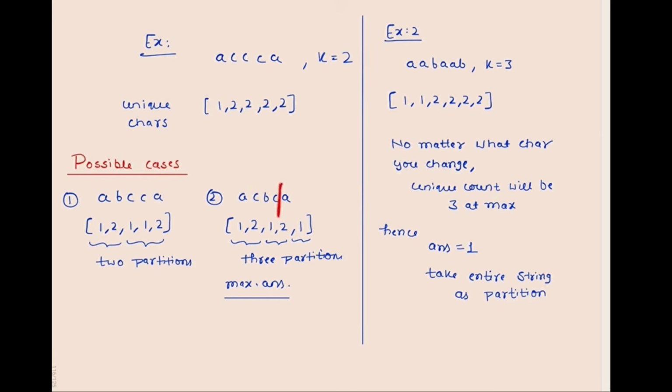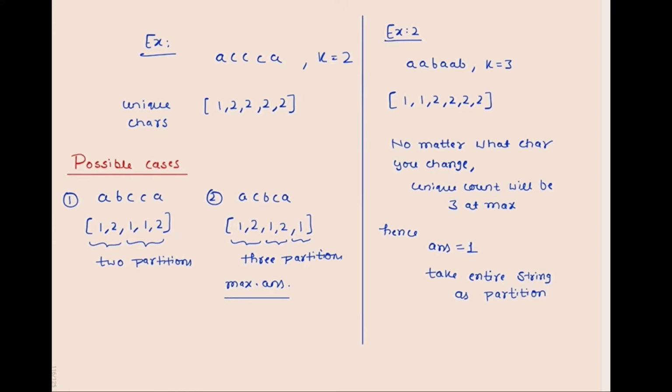So we will again break it from here, right? And for A again we have only one unique character. So overall we are able to partition the string into 3 pieces, and this was only possible if we change this C to some other character. Somewhere we have to consider all the possible cases that we can have with our string.